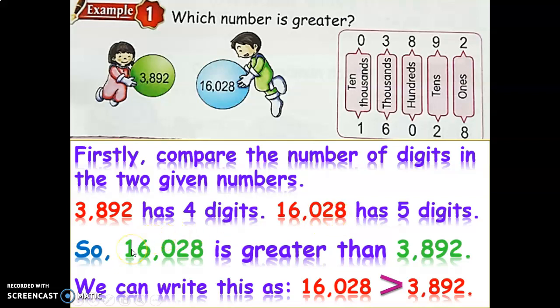So from this example, 16,028 is greater than 3,892. We can write this as 16,028 is greater than 3,892.